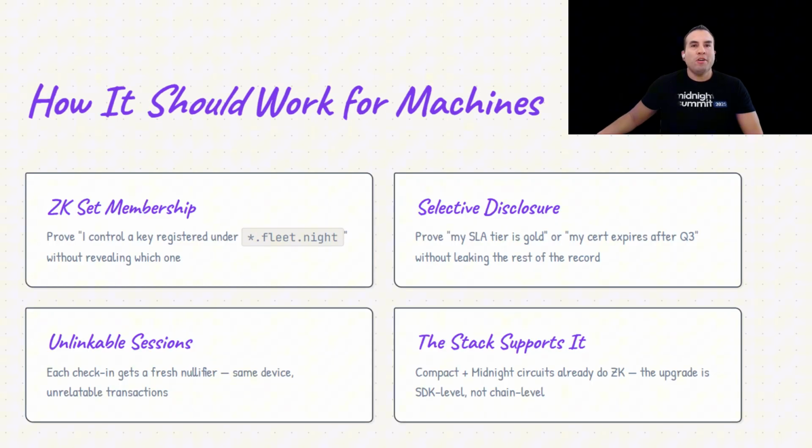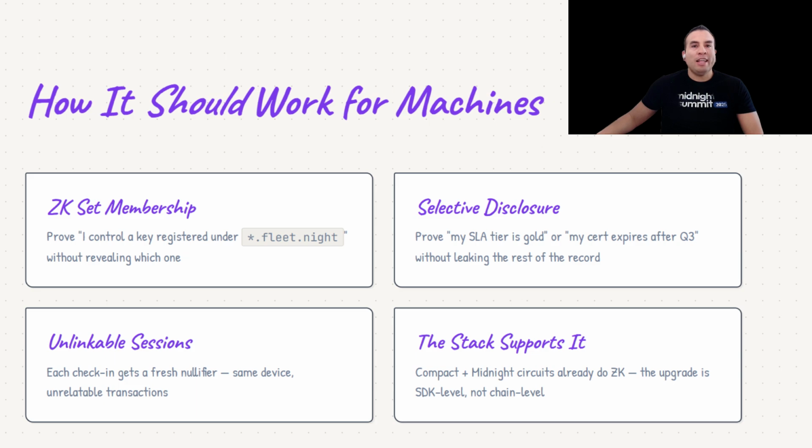Four pieces of the growth path for machine-scale identity. First, zero-knowledge set membership. A rover should be able to prove in zero-knowledge that it controls some key registered under a pattern like fleet.night without revealing which specific key. The charger doesn't need to know this is rover 42 versus rover 43. It needs to know this is a legitimate fleet member. Second, selective disclosure. The device proves one field of a credential without leaking the rest of the record. Classic zero-knowledge pattern directly applicable here.